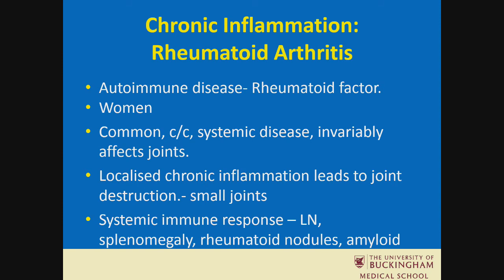Then the next one, a very common one, is rheumatoid arthritis. It is also an autoimmune disease. It is a common chronic systemic inflammatory disease, and it invariably affects the joints. Other organs can be involved, but may or may not be. Joints will be invariably involved in rheumatoid arthritis. And it is usually seen in women.